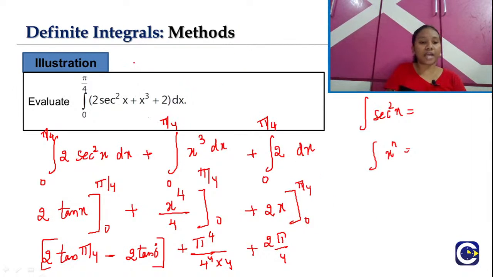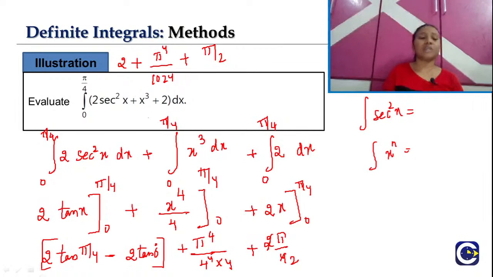So what is the value of tan pi by 4? That is tan 45, it will be 1. So it will become 2 here. And 0, the other part. So 2 plus pi by 4 divided by, what is the value here, 4 power 4 into 4? The value will be around 1024. And then we are remaining with 2 pi by 4. So 2 will get cancelled here and we'll be remaining with pi by 2. Right. So this will be our direct answer here.